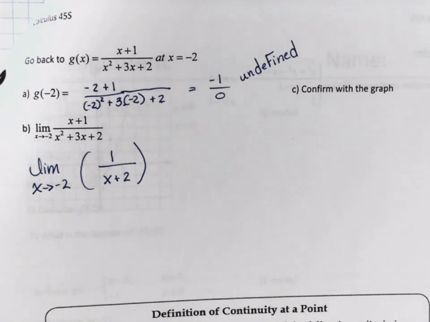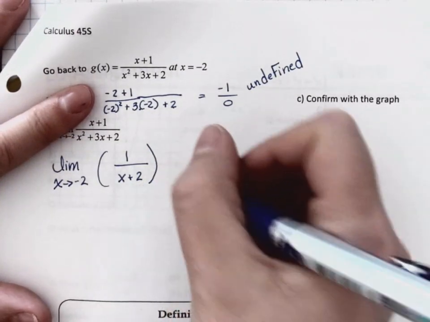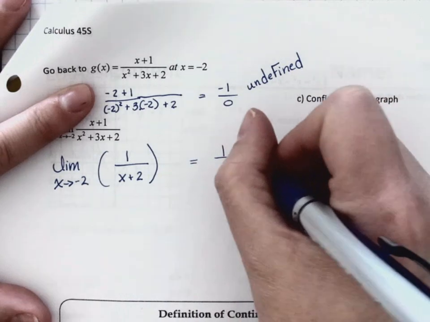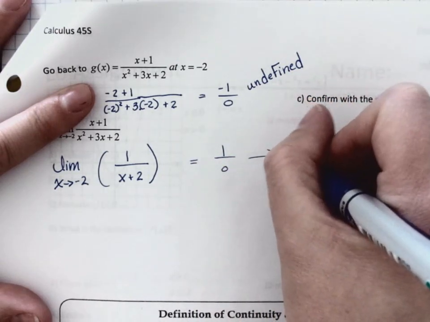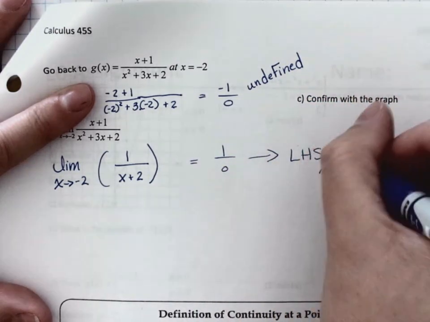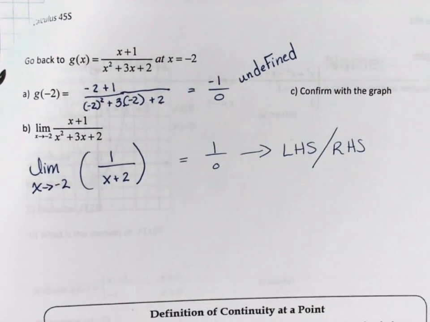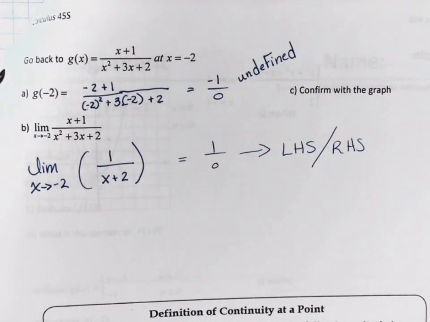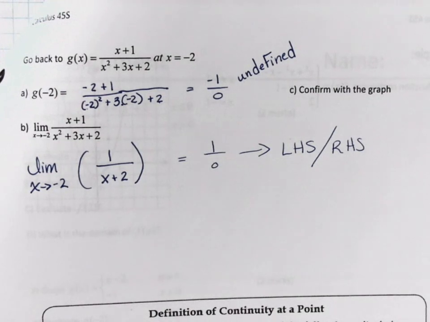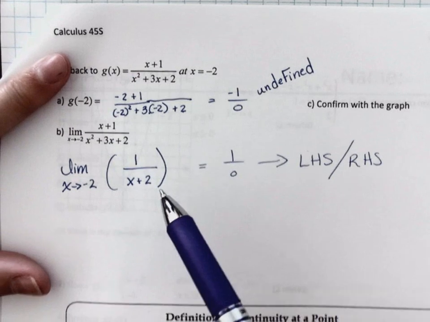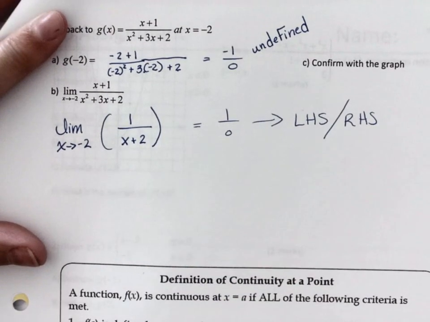So if it's undefined, that doesn't tell us anything about it. Now we have to do left-hand side, right-hand side. If we did direct substitution, that would be 1 over 0. So that's our strategy. Each one's telling you, oh, I hit a roadblock here, now I have to move on. So we have no point defined, and now we've got to figure out if we've got some value here.